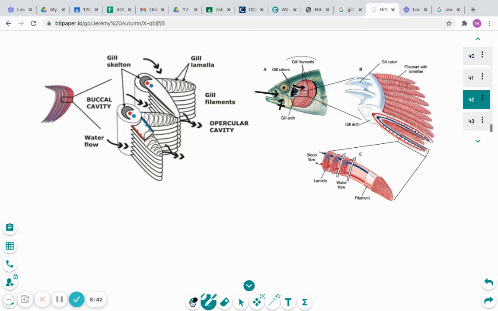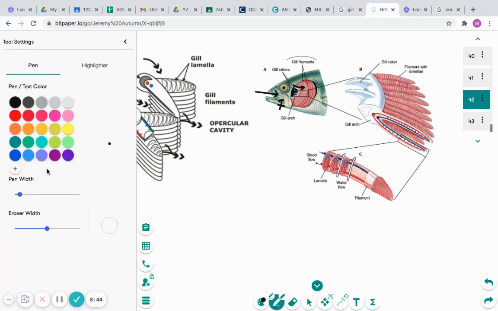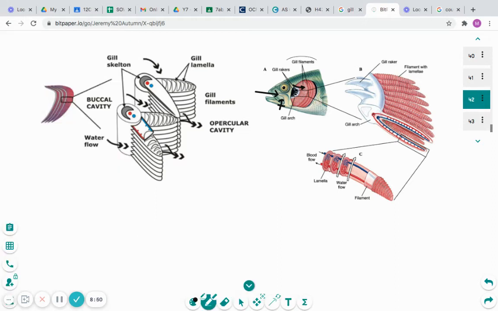The water is going to be directed, as it moves over, it's going to start moving this direction. So it's going to follow the line of all of these lamellae here. These lamellae, individually called a lamella, are where gas exchange takes place. This is where the blood is going to. The blue line is where the blood's entering, deoxygenated, and the red is where it's leaving.